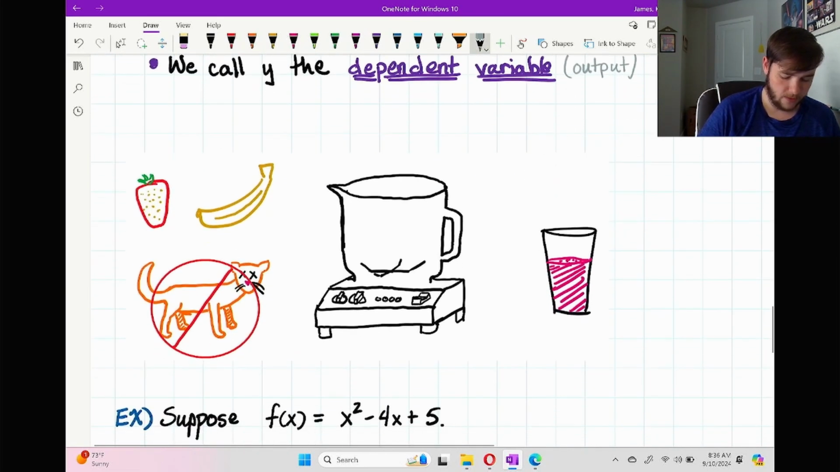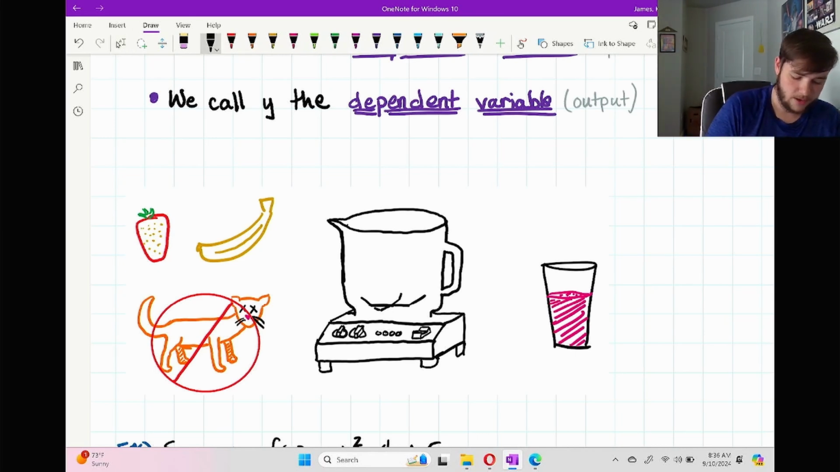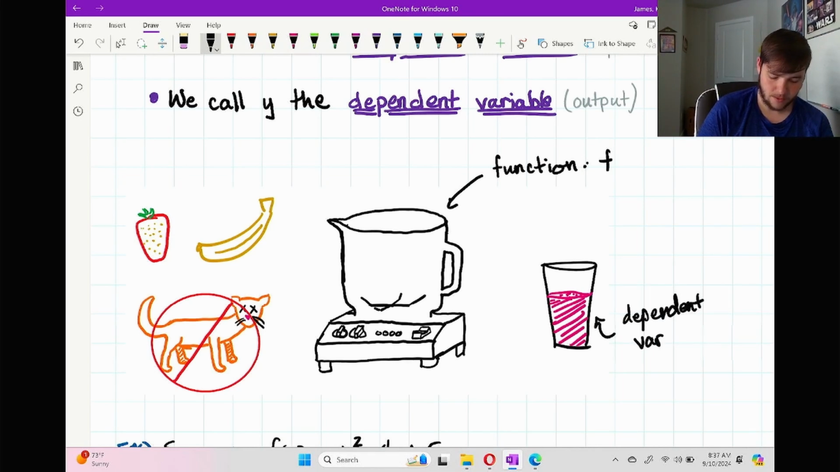Now, I've drawn a beautiful little picture here. We can think about our function as machines, right? So maybe this particular function, f, is a blender. Now, blenders make smoothies. So here is our dependent variable, y. Our dependent variable would be our smoothie. This is the output we get from the blender.